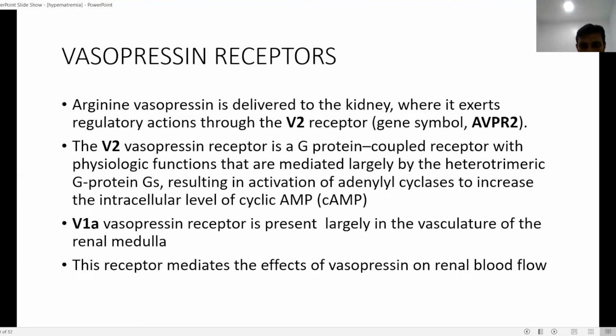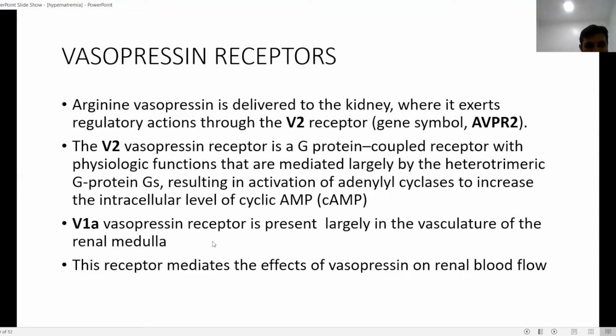And there are a few receptors that are very pertinent to our topic of sodium and water balance and the disorders of sodium mechanism. The most important one is the arginine vasopressin receptor. There are two types of receptors of ADH. One is the V2 receptor, the symbol is arginine vasopressin receptor 2. This V2 receptor is a G protein coupled receptor. The activation of this receptor will cause the intracellular level of cyclic AMP to increase.